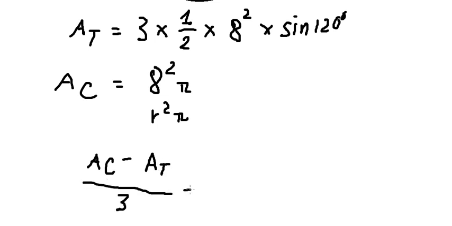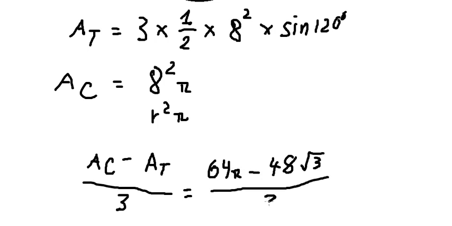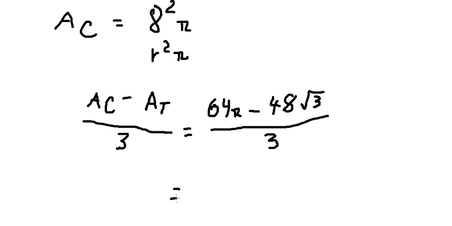And we have the final answer. This one we calculate, and that is about 48 with the square root of 3. This one we have 64 pi, minus this one, and we divide by 3. So if we simplify it, we can put 8 outside and we have it like this.